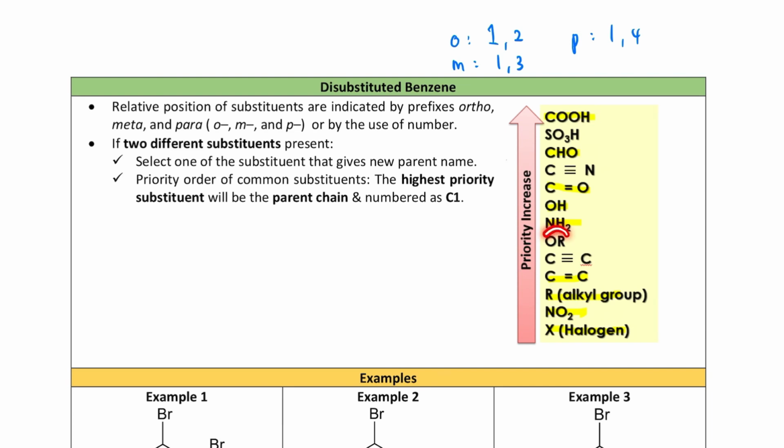Alkyl group lah. O bonded to alkyl group. Okay, and then carbon-carbon double bond kita selalu jumpa. Ataupun kita jumpa benzene tu bonded to alkyl group sahaja. So priority dia dah makin rendah dah.